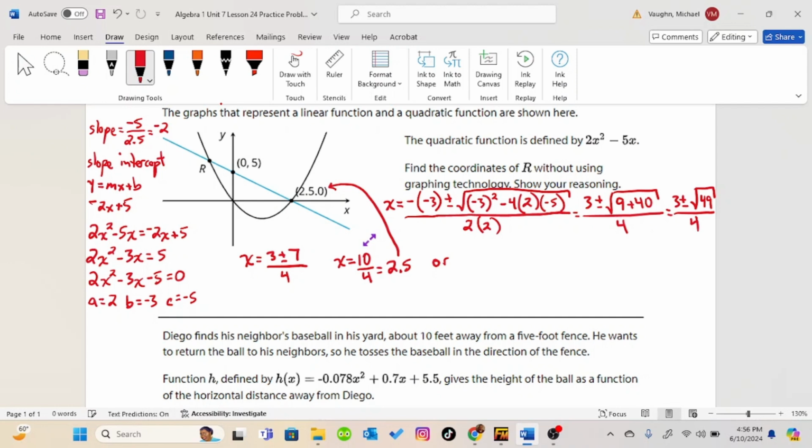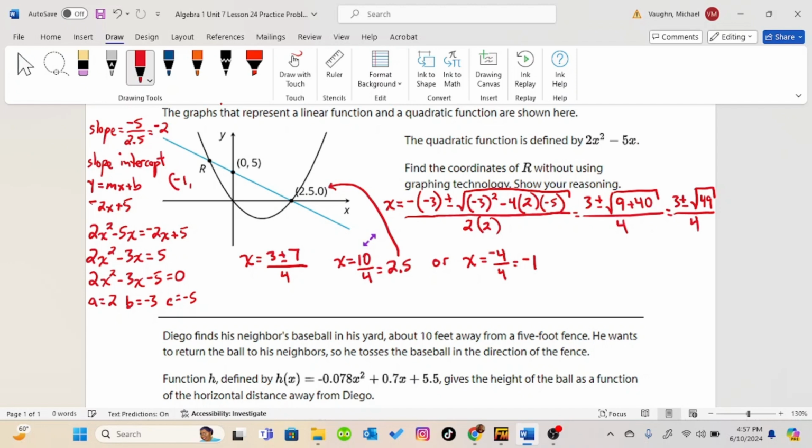Or 3 minus 7 equals negative 4, and negative 4 divided by 4 equals negative 1. That is going to be this point R. So we know it's negative 1.